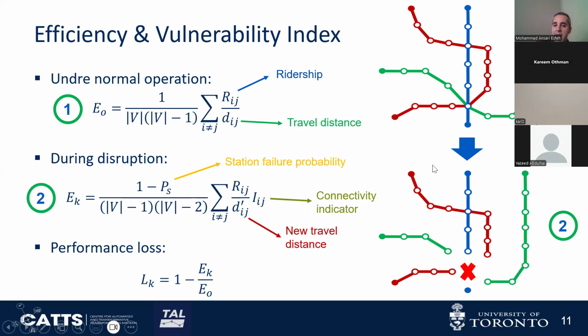Since we have more than 45,000 incident records, we are repeating this analysis for all of those incident records. So we have a pair of a station and an incident record for which we are doing this analysis.